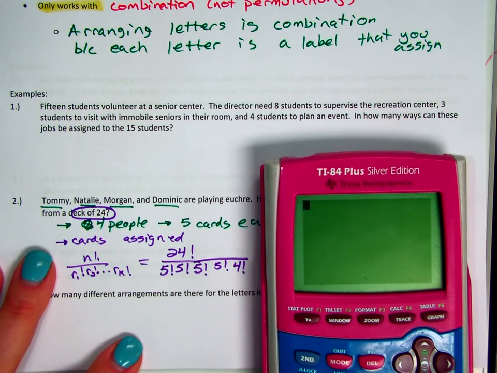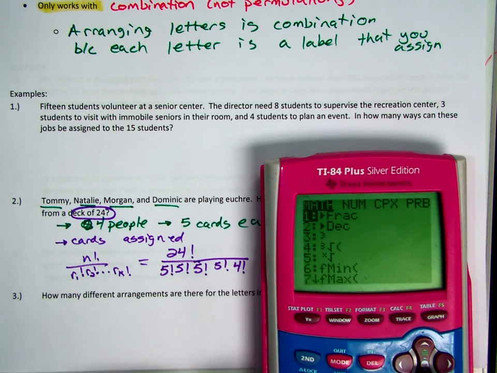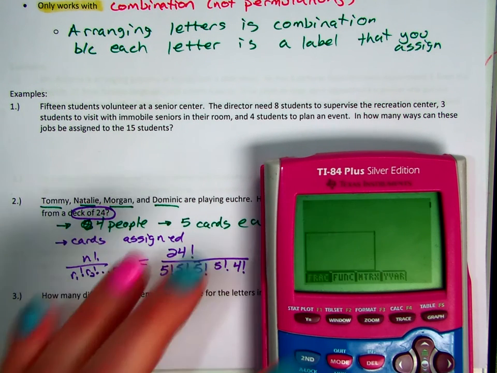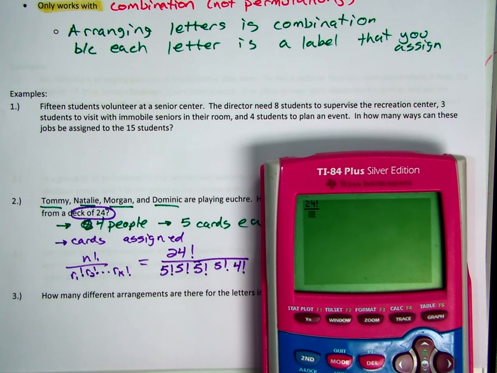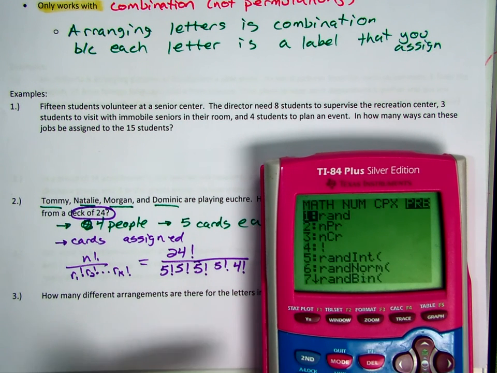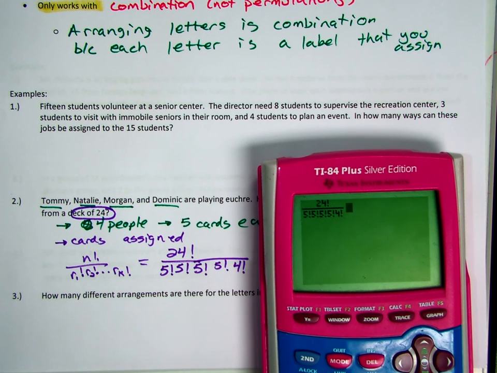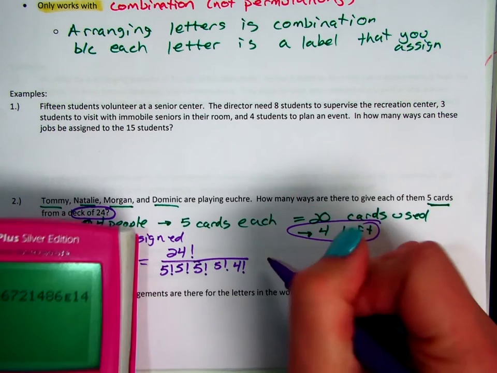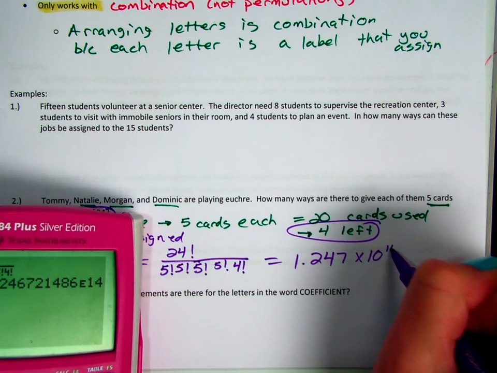So either you need to use the fraction button, or you're going to have to use parentheses. I'm going to use the fraction button if I remember where it is. There we go. So 24 math, remember we go over to probability, factorial over 5 math factorial, 5 math factorial, 5 math factorial, 1, 2, 3, 4, and I've done 3, so another 5 math factorial, and then a 4 factorial. And there's my answer. So it is 1.247 times 10 to the 14th power.